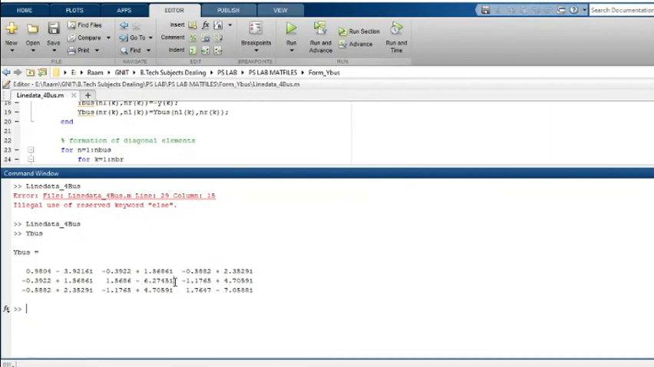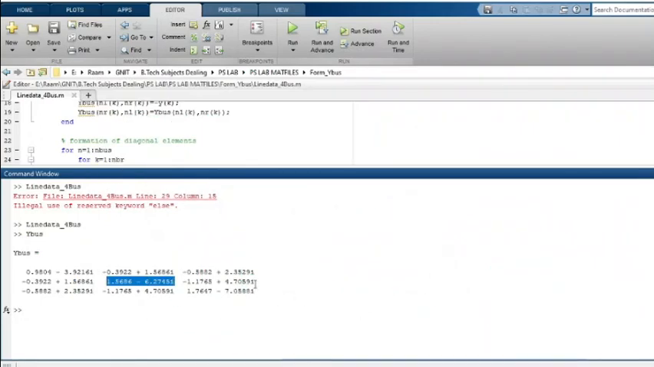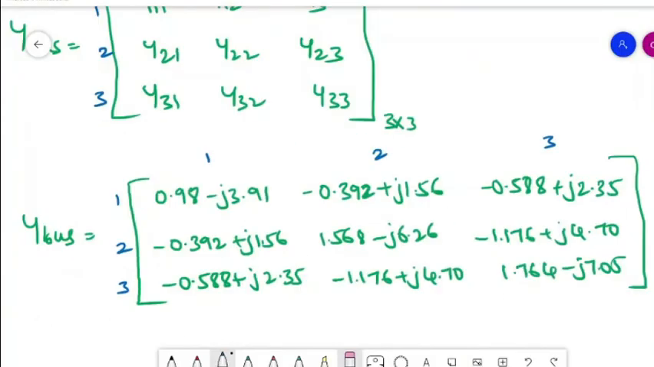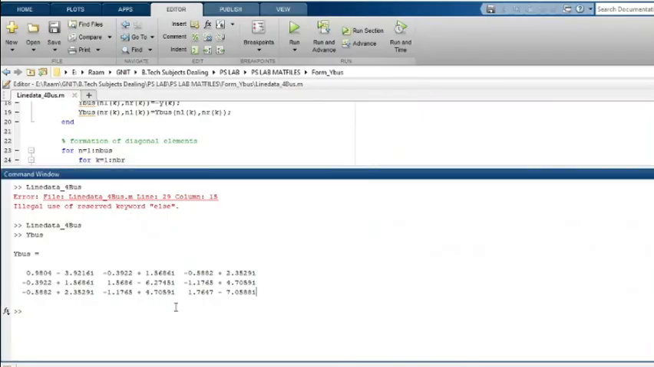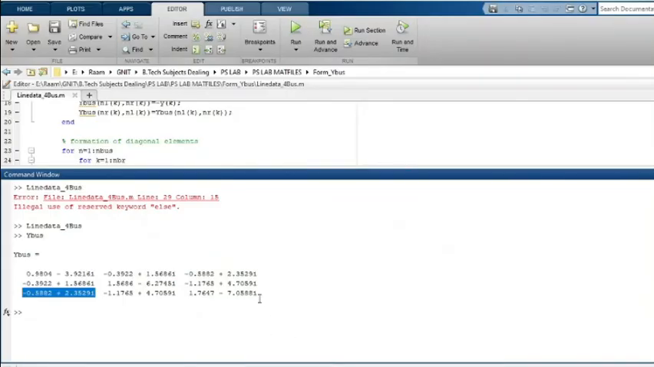And Y22 is 1.568 minus j 6.27, which is also correct. And Y23 is equal to minus 1.176 plus j 4.70, which is also correct. So verify also for the third column, for the third bus. So Y31 is minus 0.588 plus j 2.35. So this one is also correct. And minus 1.176 plus j 4.70 is also correct. And Y33 is 1.764 minus j 7.05.